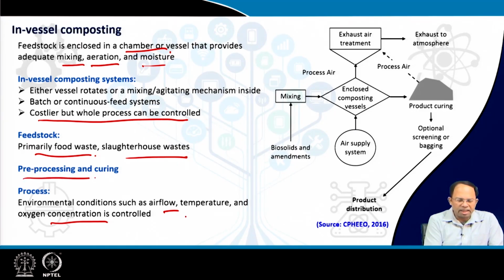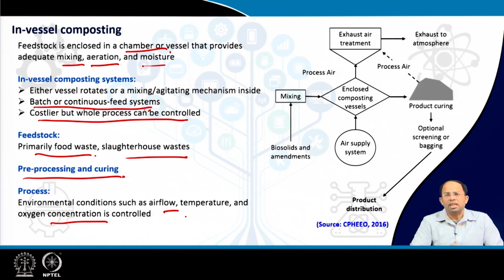Now, pre-processing and curing is required before we put the waste inside this vessel, and it could be a batch or a continuous feed system. That means the vessel could be designed so that we continuously keep adding waste and it continuously gives out compost on the other end, or we put in a batch of waste, leave it for some time, and then take out the compost, and again put in another fresh batch of waste, right?